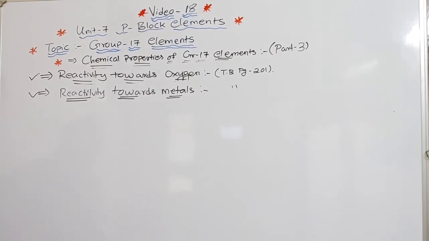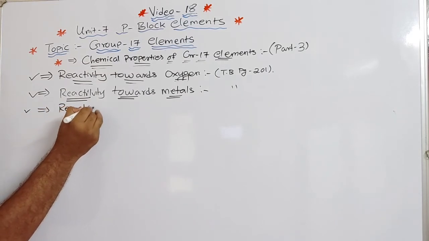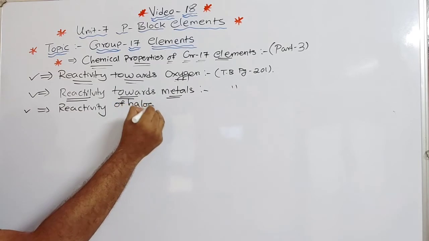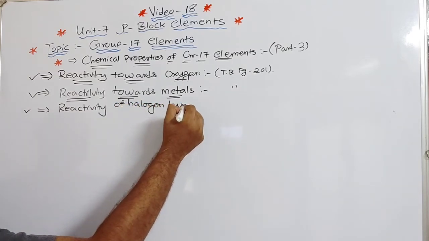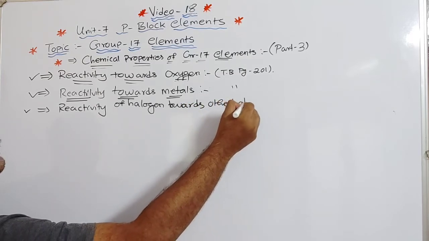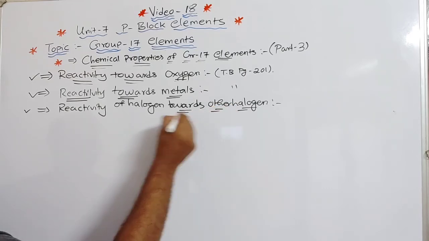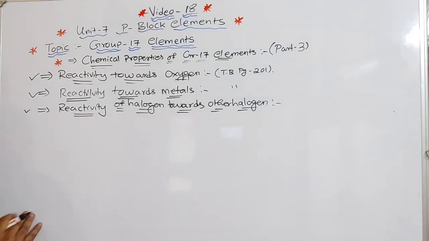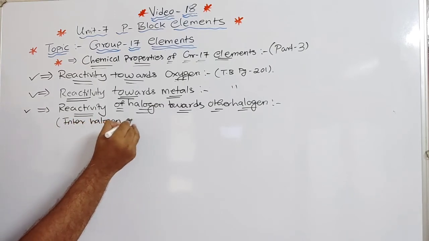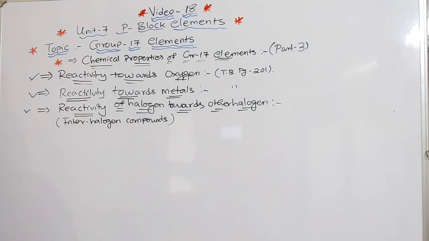Now the next one I am going to discuss is the third reactivity: reactivity of halogen towards other halogen. Now in this case we are going to talk about interhalogen compounds. Which compound? Interhalogen compounds. Clear? We are going to talk about interhalogen compounds.